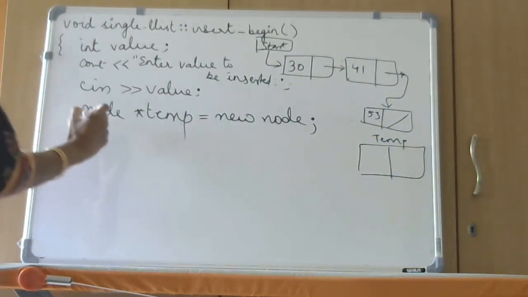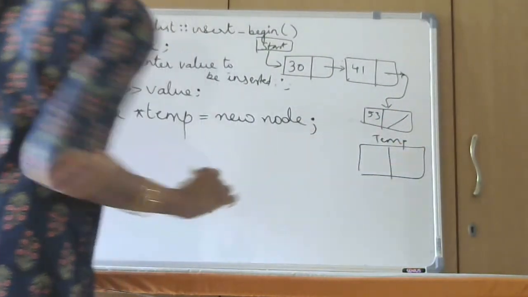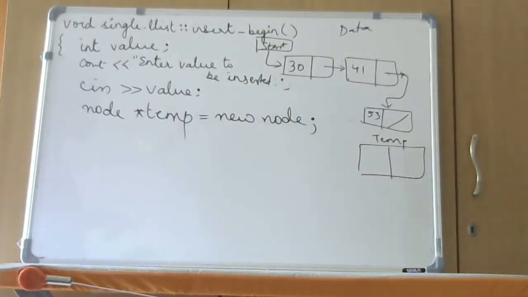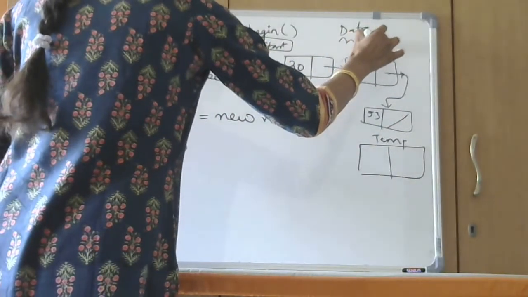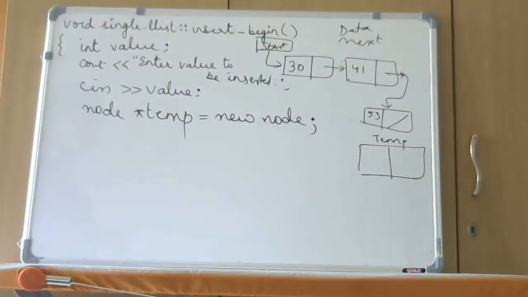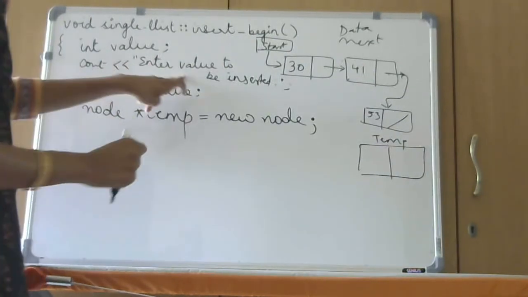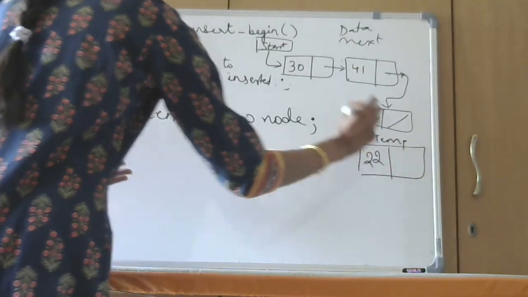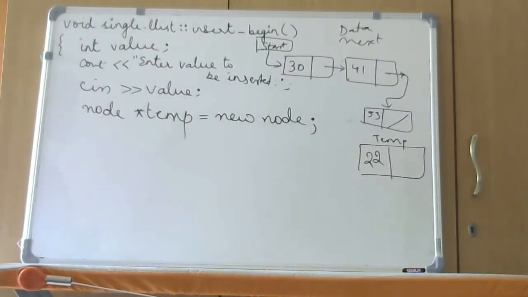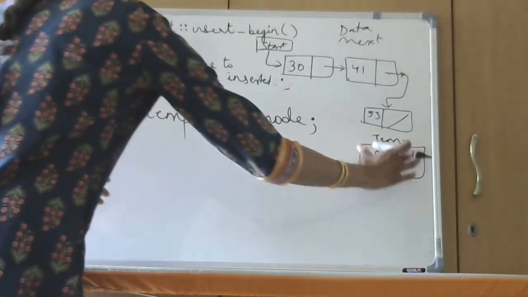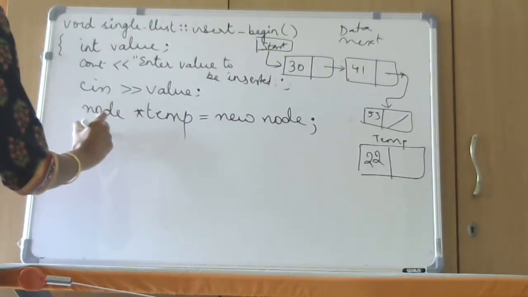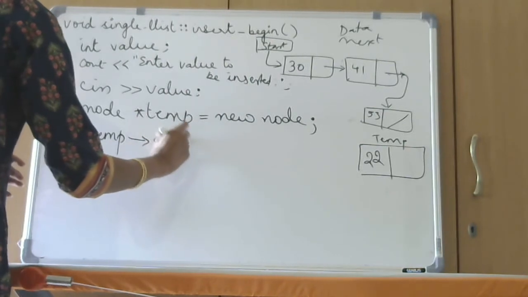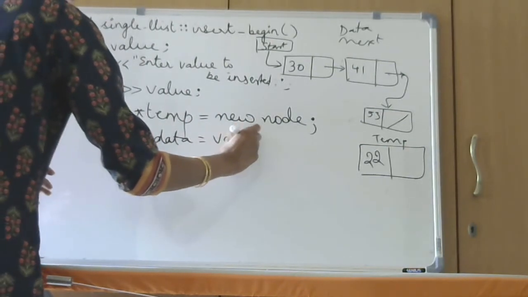Now, as we know, temp has two fields. When we defined the structure, we defined data, and then we defined the next pointer variable as next. We have done this. Let us say I want to insert 22 as the value I am accepting here. Let me keep my node ready. So how do I assign that? I will say temp of data is equal to value.